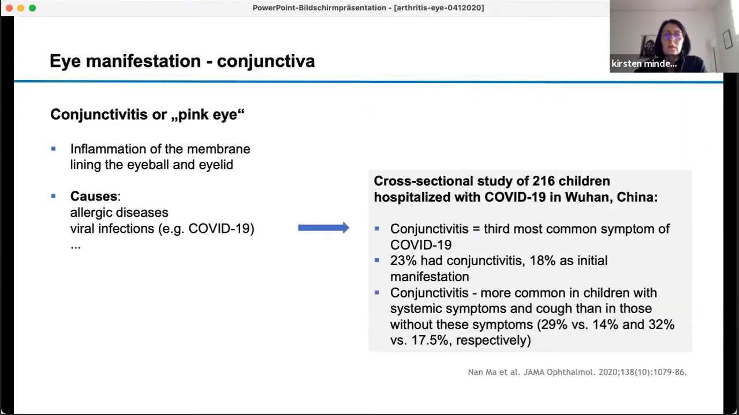A cross-sectional study of more than 200 children hospitalized with COVID-19 in Wuhan, China, has informed us that 1 in 4 children had conjunctivitis, and 18% as initial manifestation of COVID. Conjunctivitis was more common in the children with systemic symptoms and cough than in those without these symptoms. However, conjunctivitis is not yet considered a warning sign that allows early diagnosis or predicts a severe course of COVID.